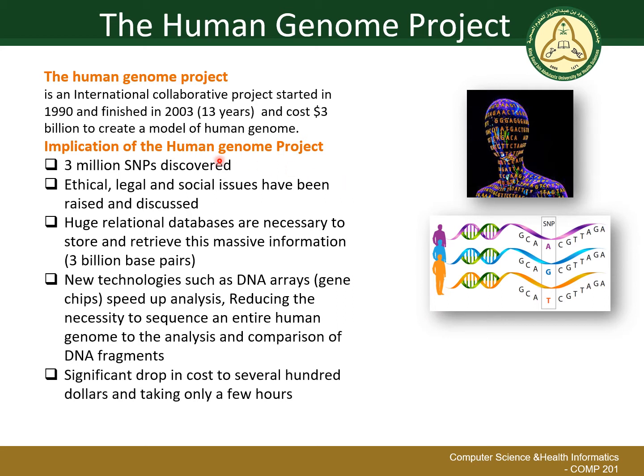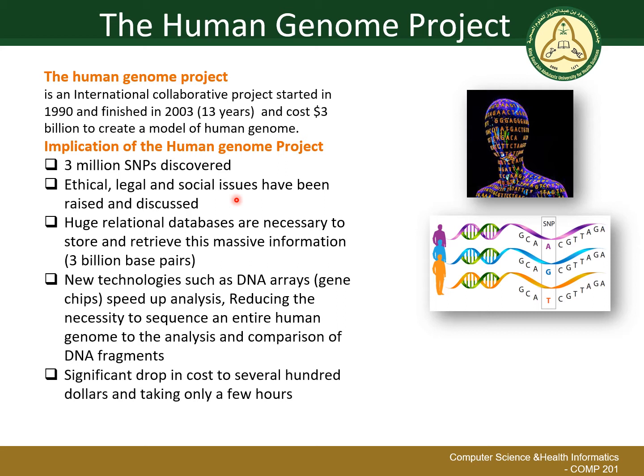So we have many implications of the Human Genome Project. 3 million SNPs were discovered, and ethical, legal, and social issues have also been raised and discussed. So the project identified and addressed issues raised by genomic research that would affect individuals, families, and society.